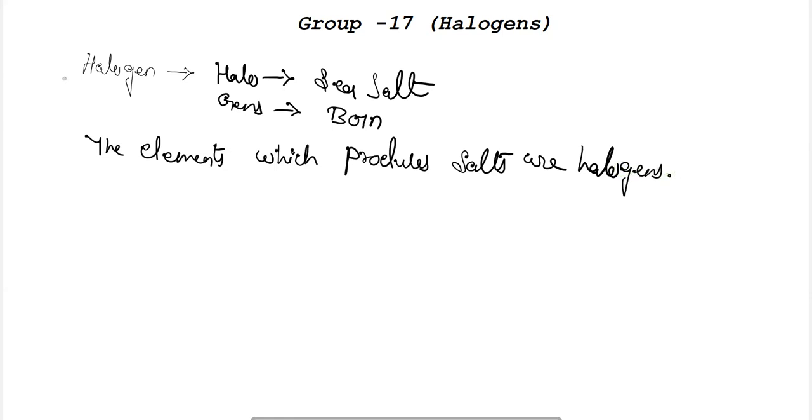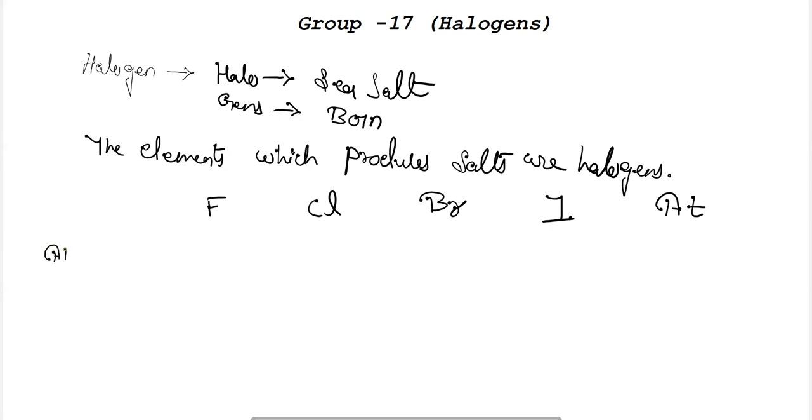Now let's see what are the elements which are included in the halogen series. Here we will discuss the elements and all their different physical properties. The atomic and molecular properties will be discussed in the same table. The elements are fluorine, chlorine, bromine, iodine, and last is astatine. These are the 5 elements which are included in our halogen group.